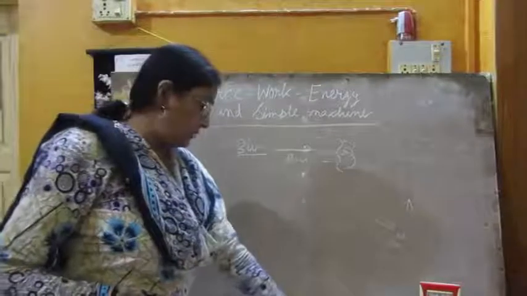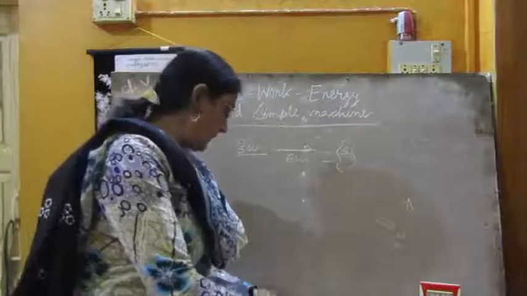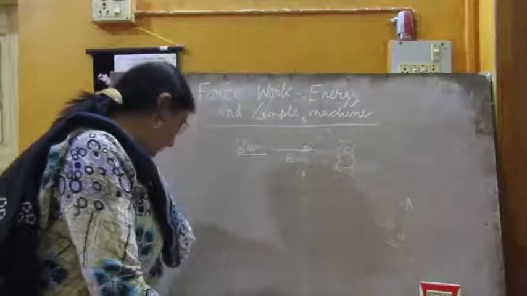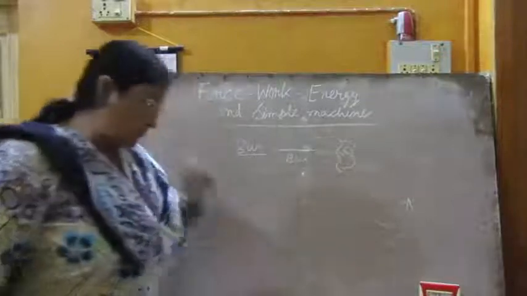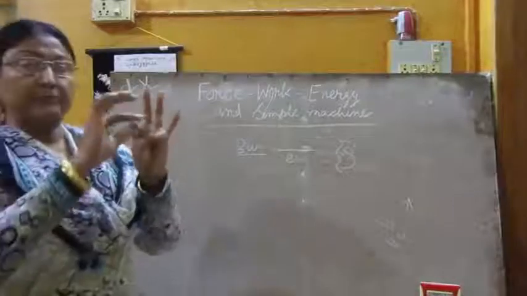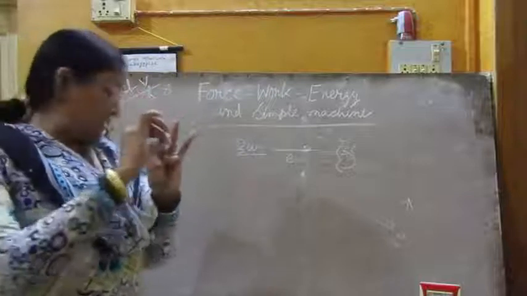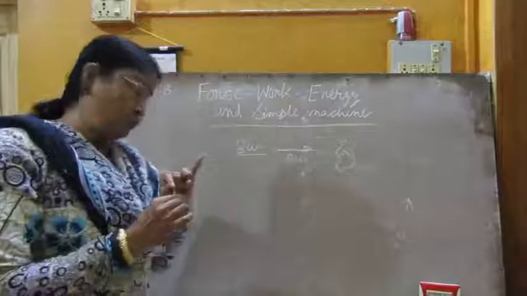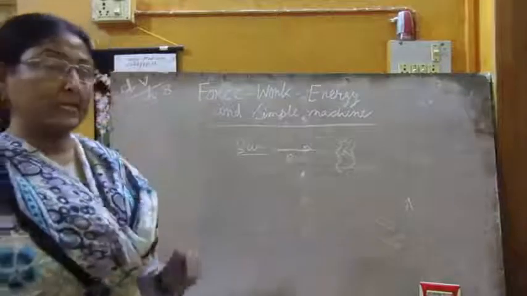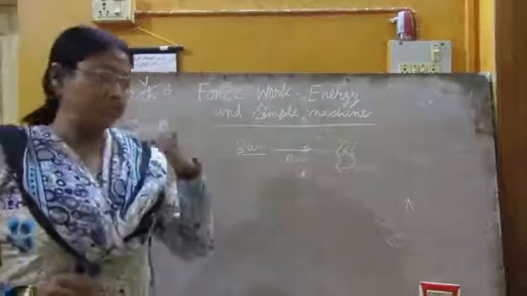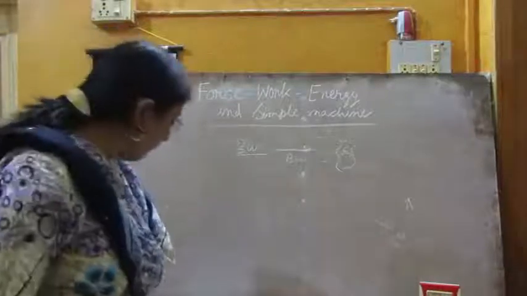In your chapters, the types of force are frictional force, gravitational force, magnetic force, and electrostatic force. Four types of force: first is frictional force, second is gravitational force, third is magnetic force, and fourth is electrostatic force. So let me explain one by one.